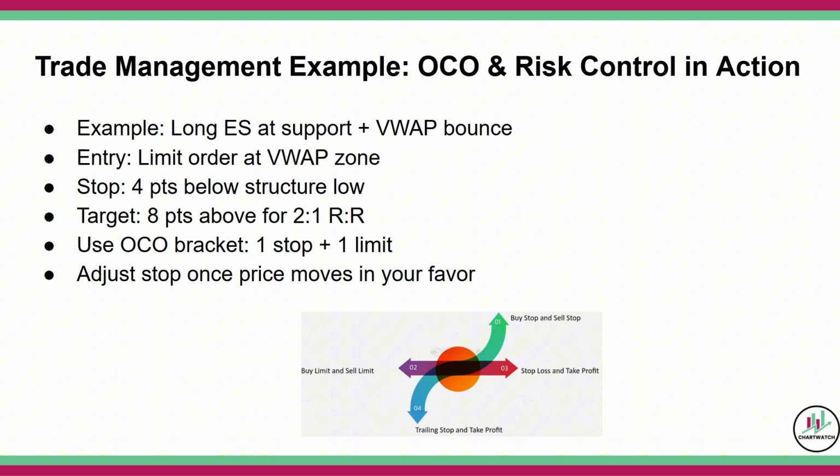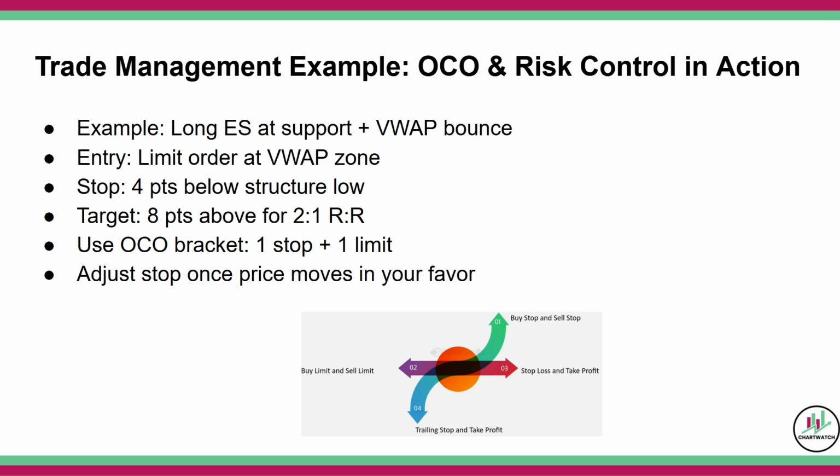For entry, we're going to say price pulls back to VWAP after an uptrend and shows signs of holding. So I place a limit order slightly above VWAP, looking to get filled as price bounces. My stop loss, well, I will put it just below the recent structure low, around 4 points, because this protects me from deeper downside without hugging price too tightly.